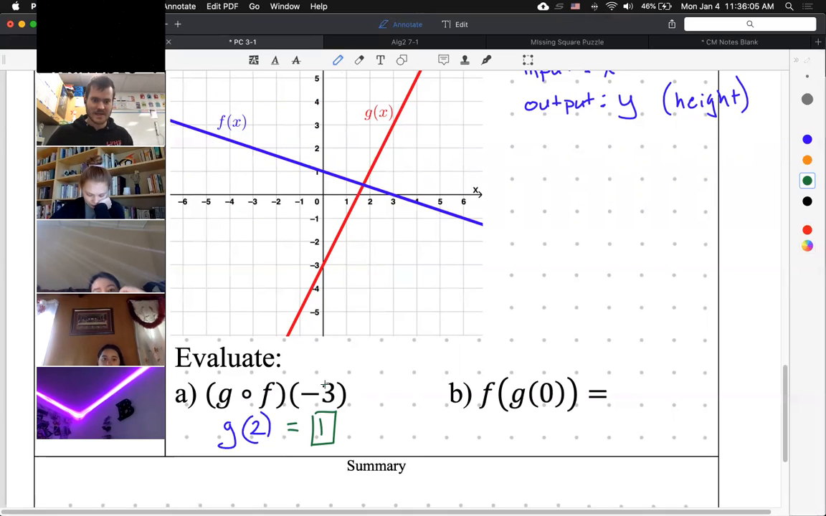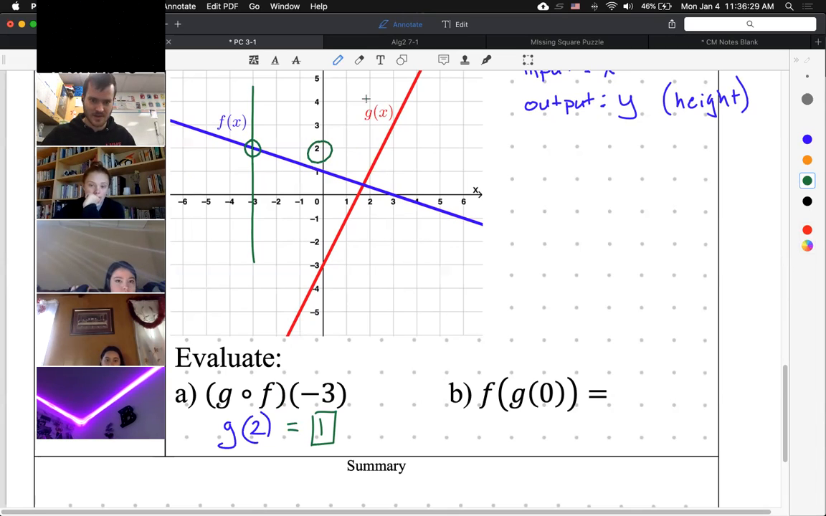So we started off by saying -3 is the x-coordinate. I made a giant line here at -3. That's first going into F. So let's figure out where that intersects with F at that one spot. What is the height, the y-coordinate of that? 2. Okay, so I grabbed 2. I remember that in my mind. 2 is going to be the new input. 2 is going to be the new x-coordinate. So I draw another line at the x-coordinate 2.